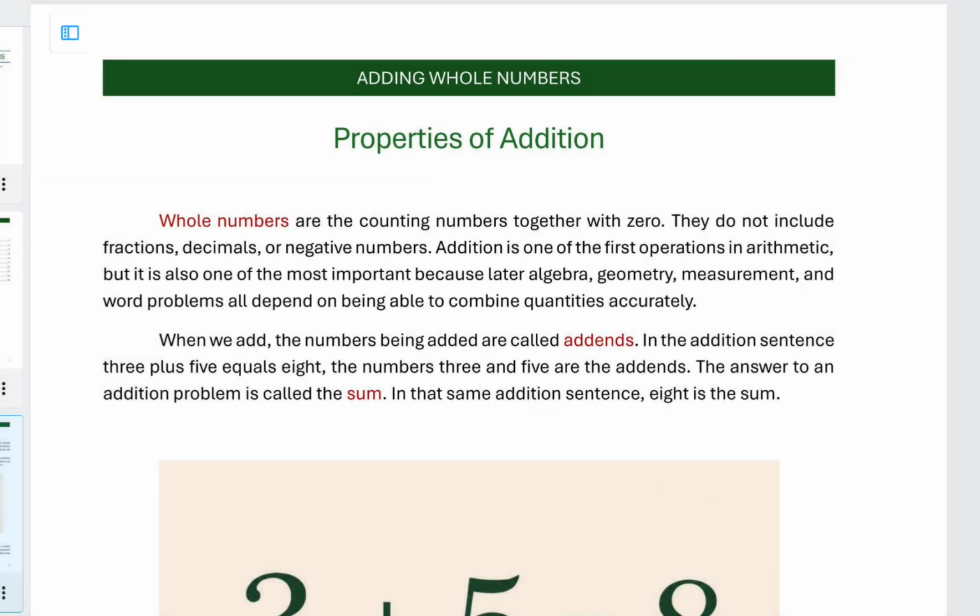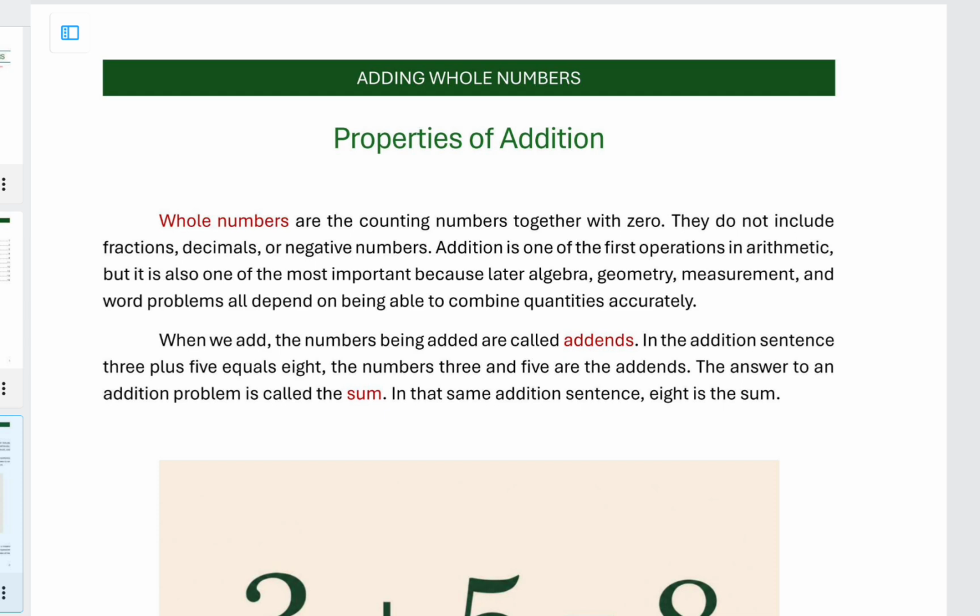Properties of addition. Whole numbers are the counting numbers together with zero. They do not include fractions, decimals, or negative numbers. Addition is one of the first operations in arithmetic, but is also one of the most important because later algebra, geometry, measurement, and word problems all depend on being able to combine quantities accurately.